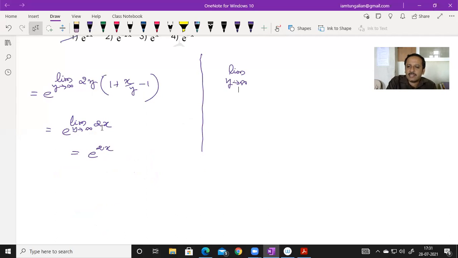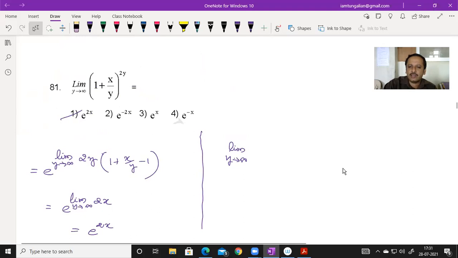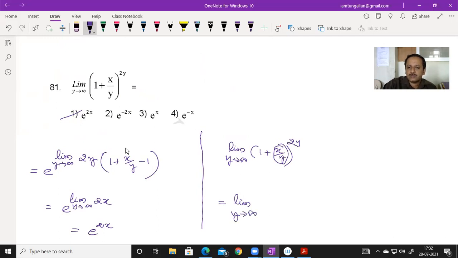So limit y tends to infinity 2x will be equal to 2x only. Hence, the answer is e power 2x. Now, here you have limit y tends to infinity (1 plus x by y) whole power 2y. I told you, whatever you have here, its reciprocal should be there in the power. Then we can write that as e. So now you have x by y here. In the power, I will write y by x into 2x.